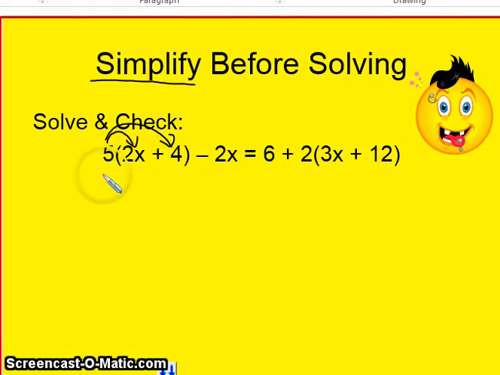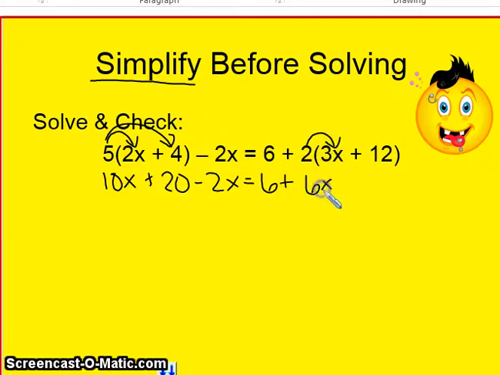5 times 2x gives me 10x, plus, right there, 5 times 4 gives me 20, and then I have my minus 2x. Now on the right side, I've got 2 times 3x, which gives me 6x, plus, and then I multiply 2 times 12, which is 24. So my first step that I did here was distributing on each side to make this a little bit simpler.